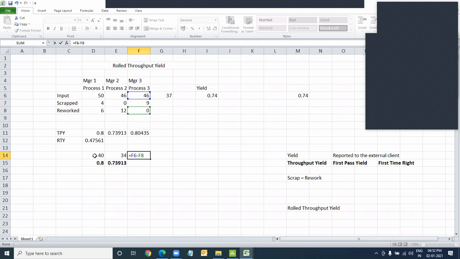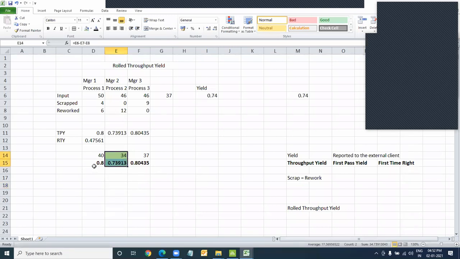46 minus 9 minus 0. Your error free output is 37. 37 divided by 46, that's your error free rate, 80.4%. You are the process bottleneck. You are the biggest pain that I'm dealing with. You are slowing down the process because you are delivering slowly. Other people will also get slow. So you are the real bottleneck you need to improve upon.